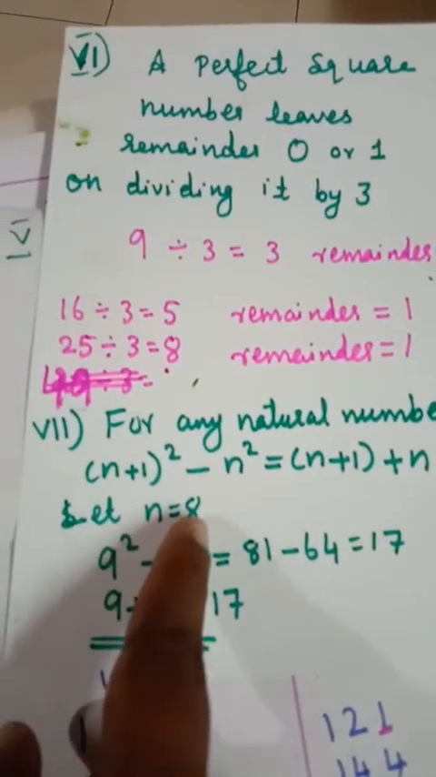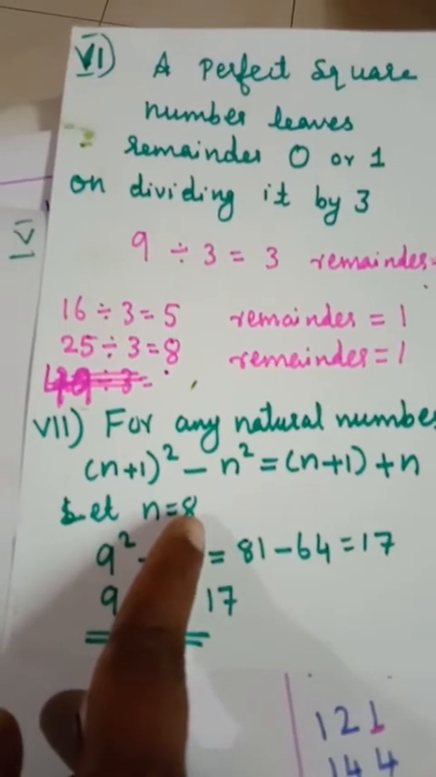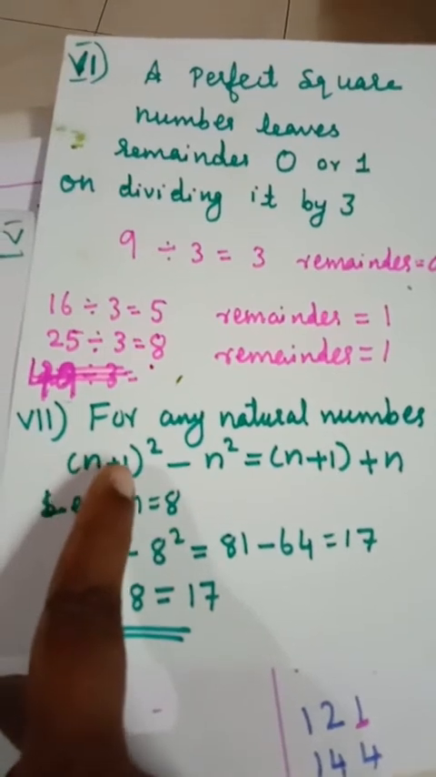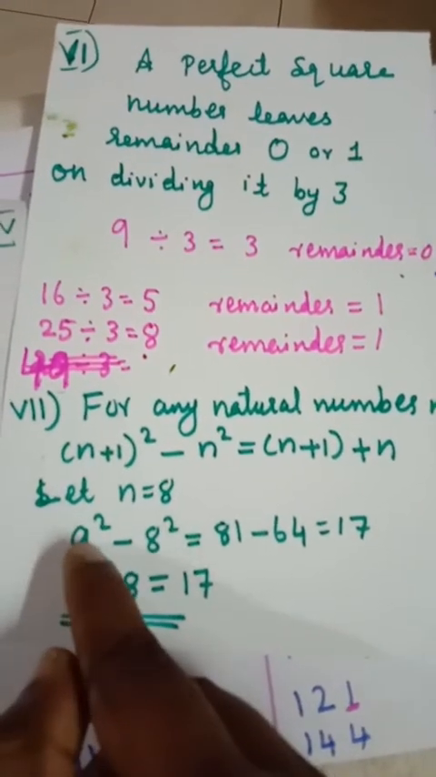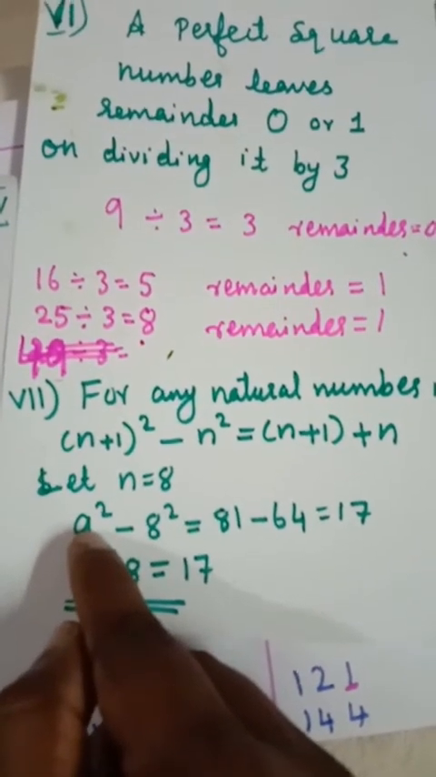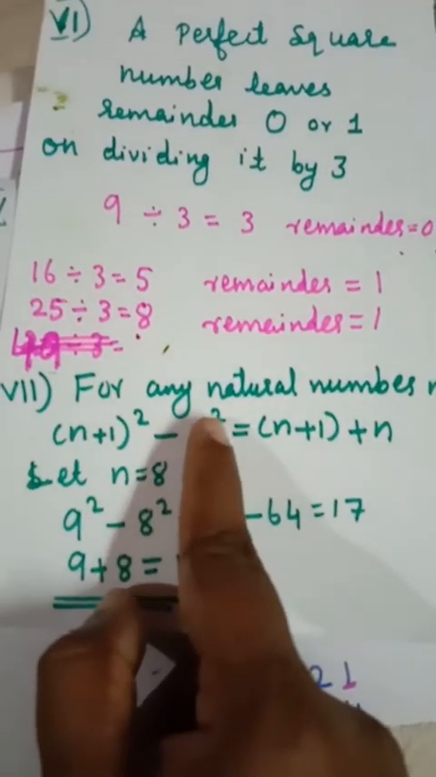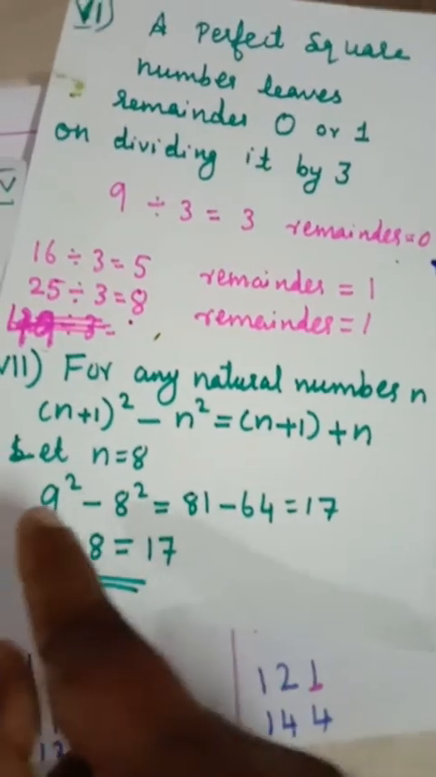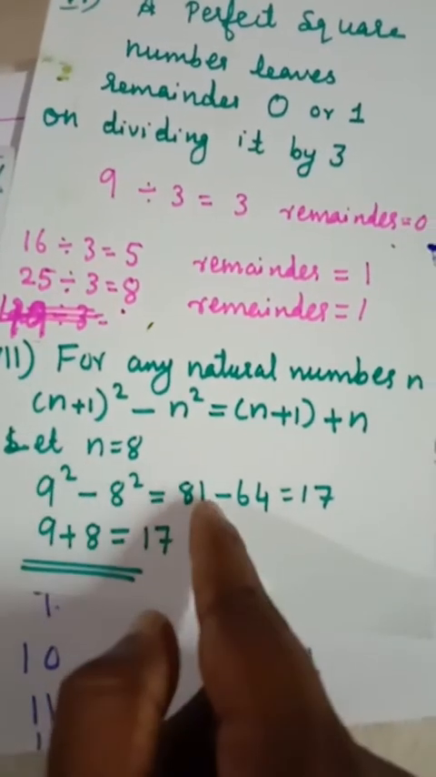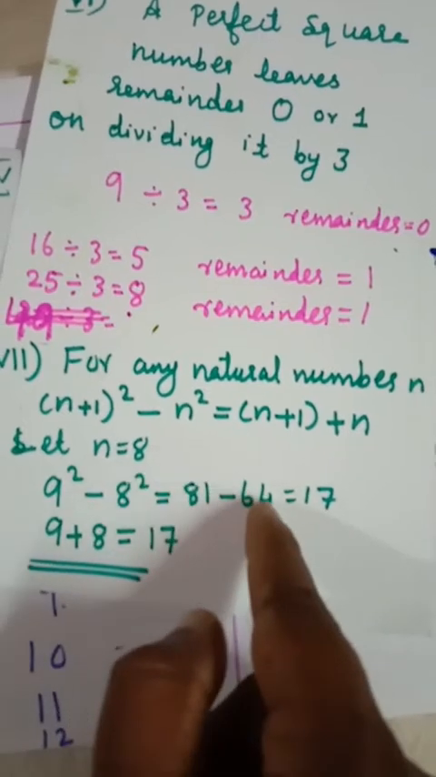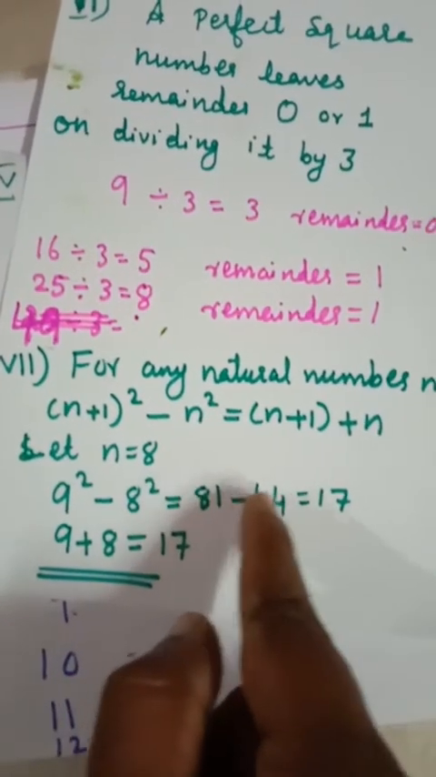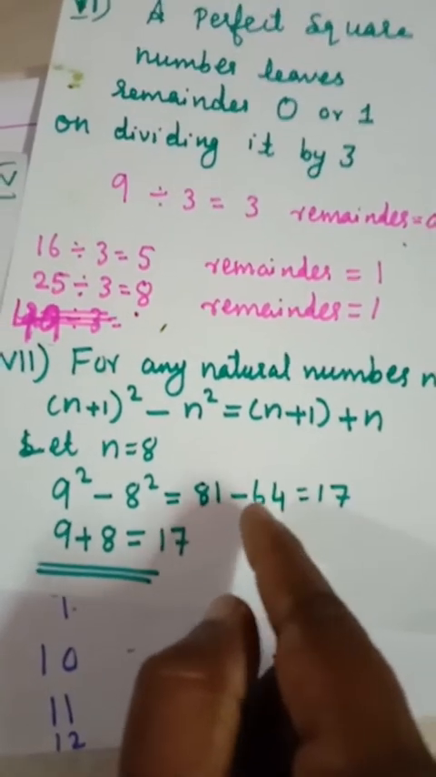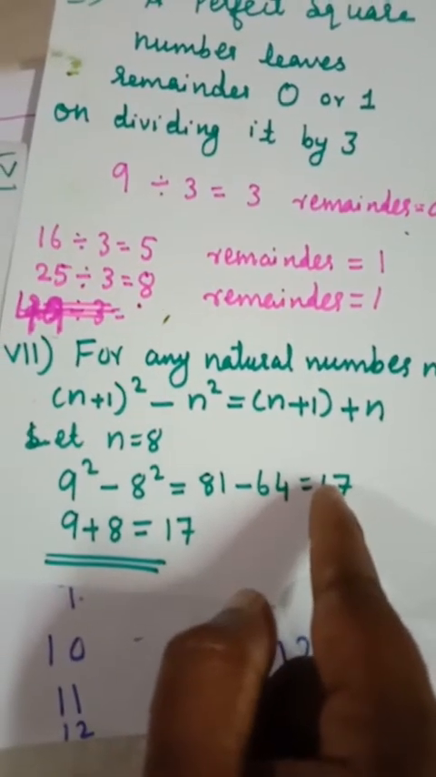Suppose we let n equal 8. According to this formula, what is (n plus 1) squared? 8 plus 1 is 9, minus n squared, which is 8 squared. 9 squared is 81, minus 8 squared, which is 64. Then 81 minus 64 is 17.